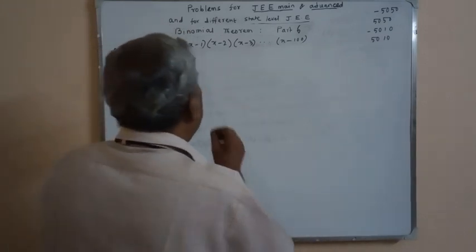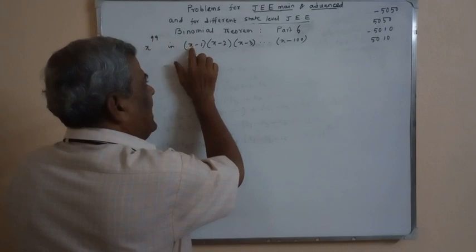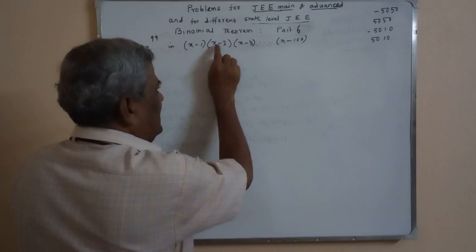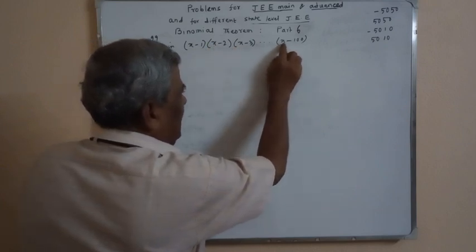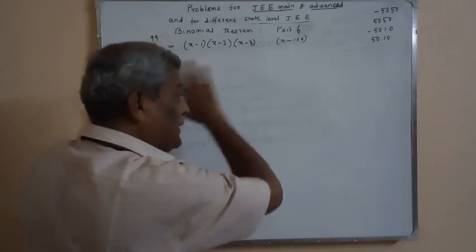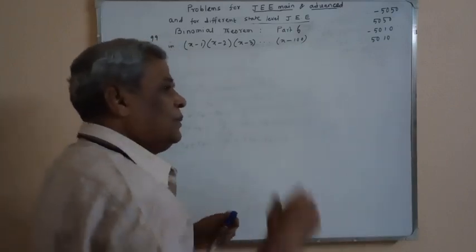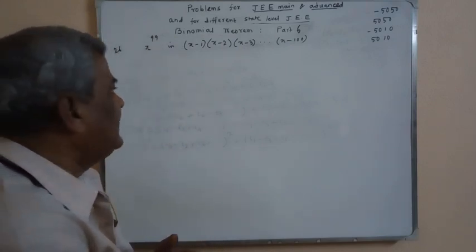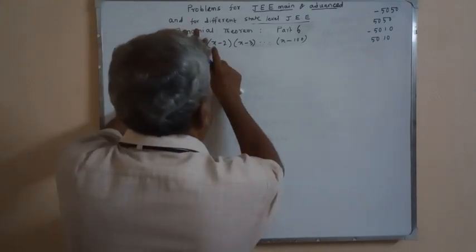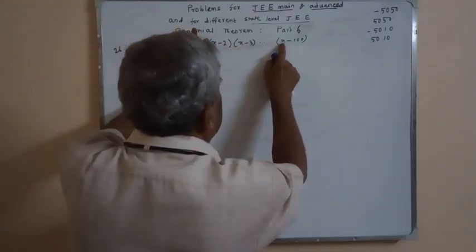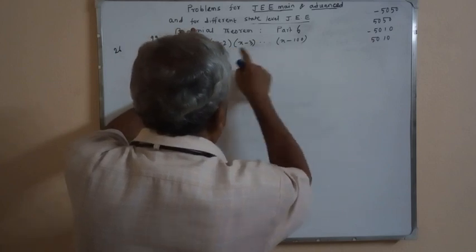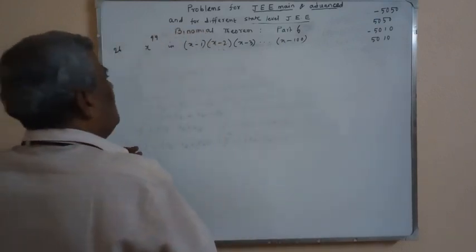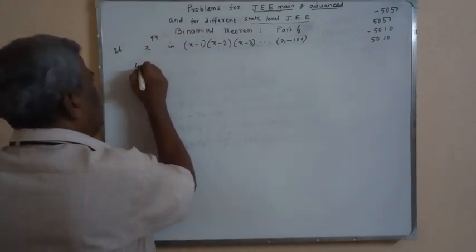If we multiply the first term of the first factor, the first term of the second factor, the first term of the third factor, and so on up to the first term of the last factor, x to the power 100 will be there. Now to get x to the power 99, we have to multiply this x with that x with that x, then 99 terms, x to the power 99. Now you have to multiply with the constant term.